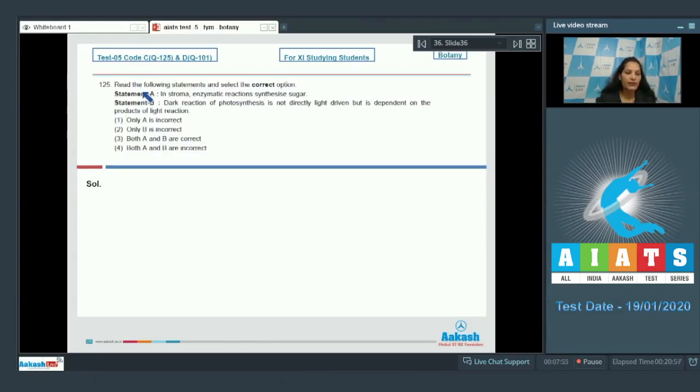Question number 125. Read the following statements and select the correct option. Statement A. In stroma, enzymatic reactions synthesize sugar. It is true. Dark reaction of photosynthesis is not directly light driven, but it is dependent on the products of light reaction. It is also true. So both A and B are correct. So the correct option for the given question is option number 3. Let's move to the next question.